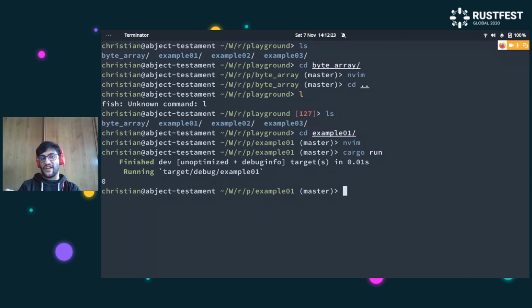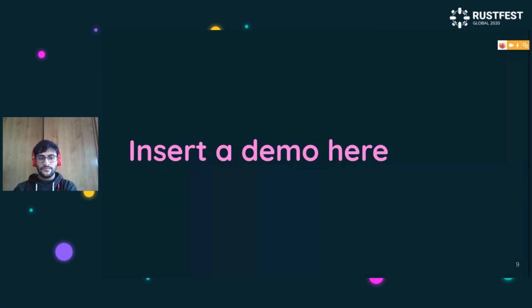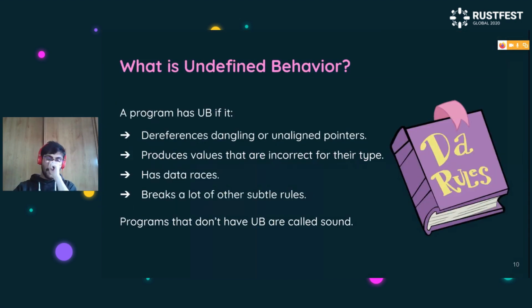Some of you might be asking what happens if you call this function with a larger index. We'll get to that later. So yeah, that's the demo. And the big question now is, what can go wrong when you use unsafe?